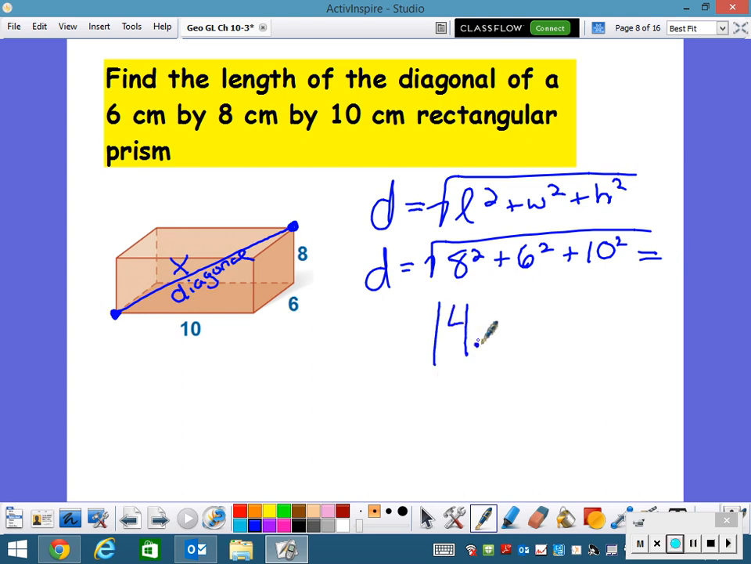14.14. So that diagonal is 14.14 centimeters long. So what I learned is that this line here is 14.14 centimeters long.